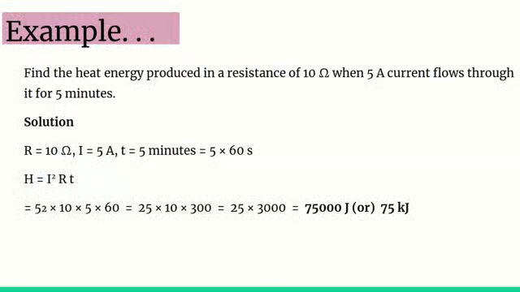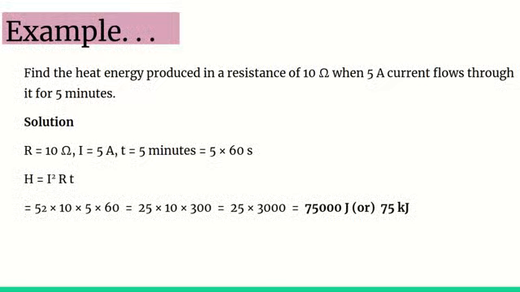Similarly, using this equation H is equal to I square RT, shall we look into a problem? Find the heat energy produced in a resistance of 10 ohm when 5 ampere current flows through it for 5 minutes. So with the given information, R, the resistance, is 10 ohm, current is 5 ampere, the time T is equal to 5 minutes, that calculates to 5 into 60 seconds, that is 300 seconds.